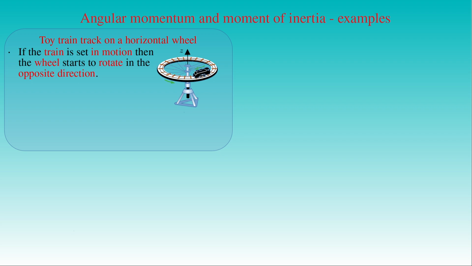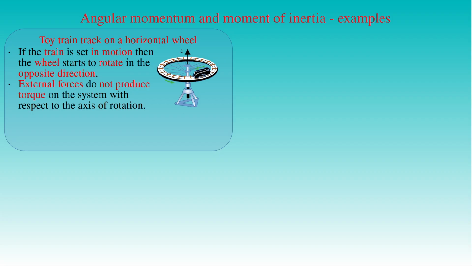If friction is neglected, the external forces acting on the system formed by the toy train with its track and the wheel do not produce torque with respect to the axis of rotation of the wheel pointing in the direction of the z-axis. That is, the z component of the torque produced by the external forces vanishes. Then the law of conservation of momentum tells us that the z component of the angular momentum L of the system is constant, and it must be zero if it was zero initially at rest.